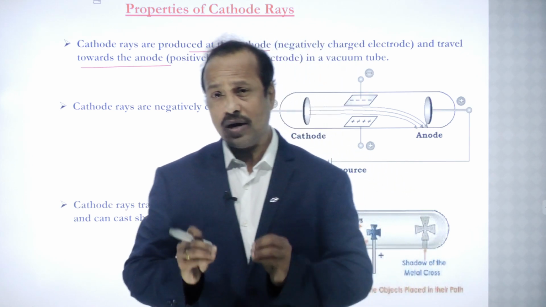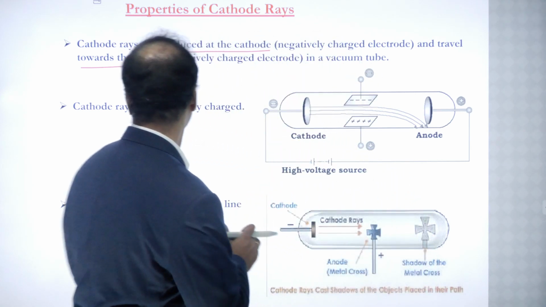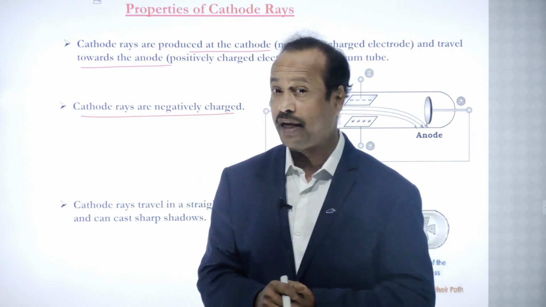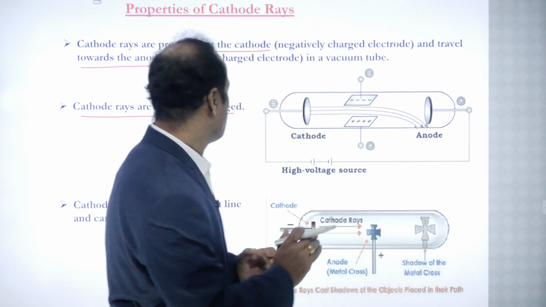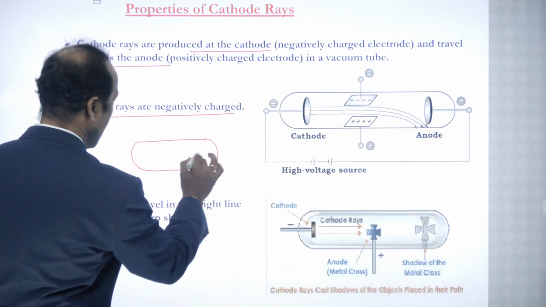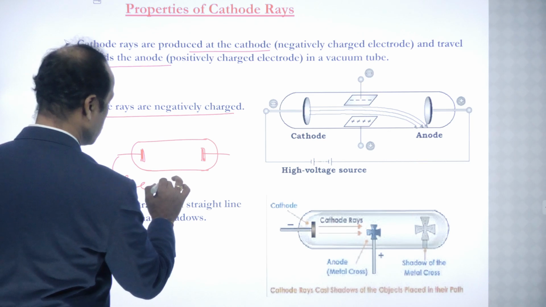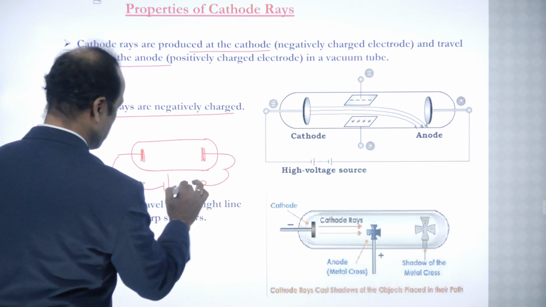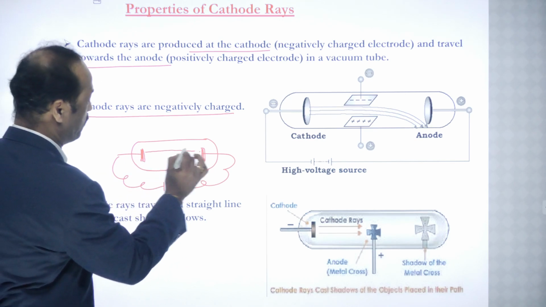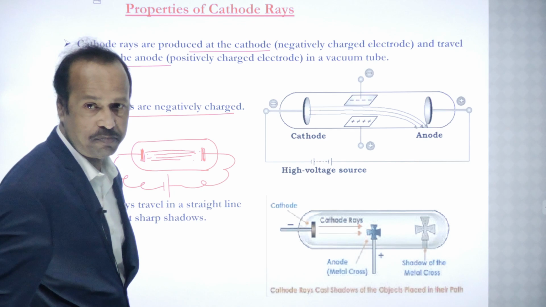Now how do you know these particles are negatively charged? The second point is that these cathode rays are negatively charged particles. For this, what did he do? See here, this is a cathode ray tube. Once again I am drawing roughly. Here it is the anode and here the cathode. This is connected to the negative terminal and this is connected to the positive terminal. The cathode rays travel in a straight line towards the anode, which we already saw in the previous slide.